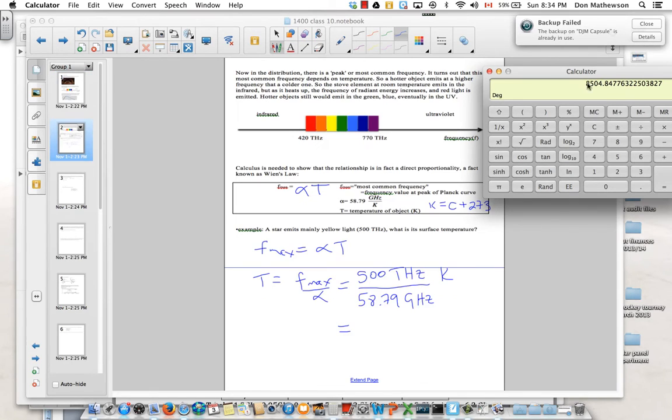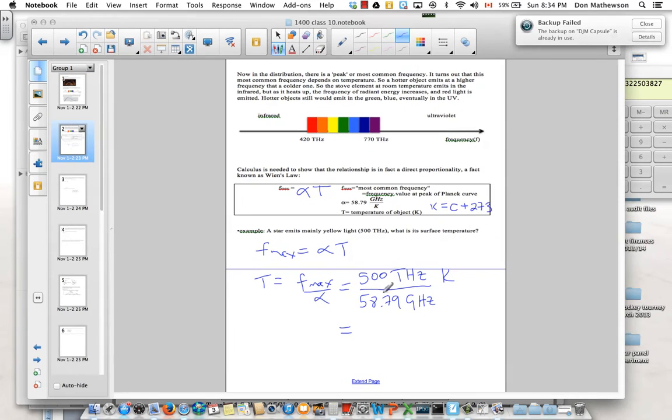Okay, so that's 8505 Kelvin, about 8,000 Kelvin, which is not atypical for stars. They're usually in the range of several thousand Kelvin in terms of surface temperature.